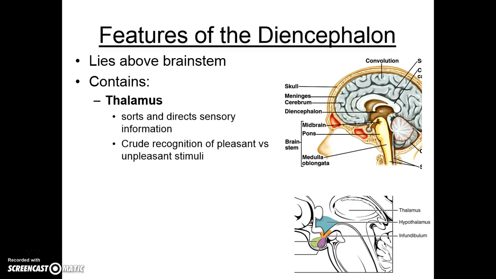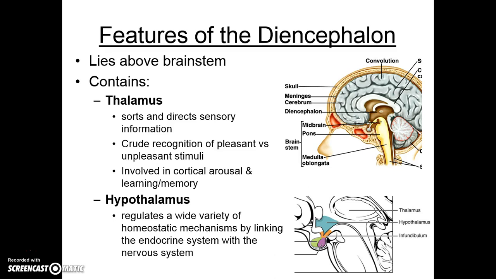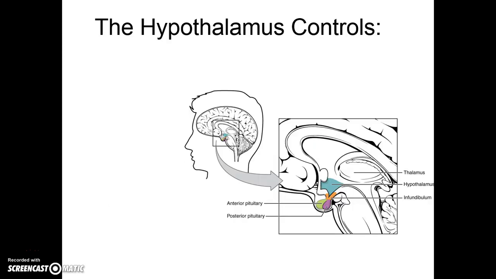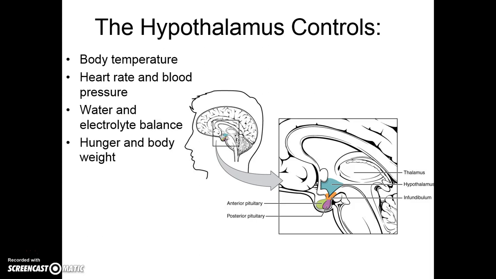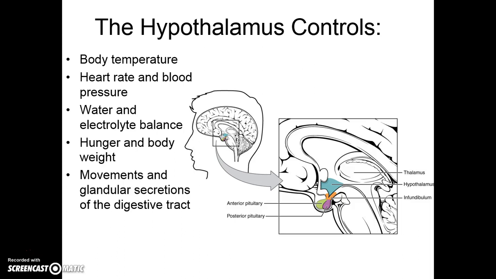Your thalamus, the main thing you want to know about that is it's sorting out information for your brain. It detects what things are pleasant versus unpleasant, and sends that information to the particular region of the brain. So for example, whether you're paying attention to information, the thalamus helps sort that information out. As I mentioned before, the hypothalamus has a lot of roles with your endocrine system and nervous system, including body temperature, heart rate and blood pressure, water and electrolyte balance, hunger and body weight, movement and secretions of your digestive tract, your growth and reproduction, partly because of hormones that they produce, and they play a role a little bit in sleep and wakefulness as well.